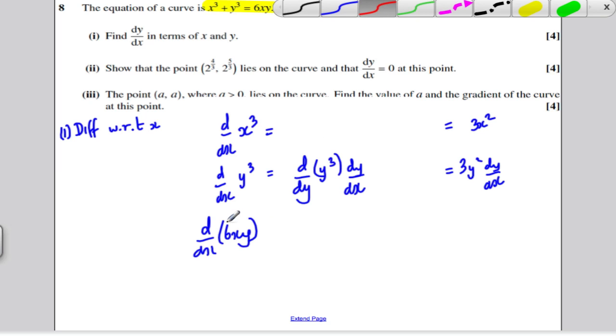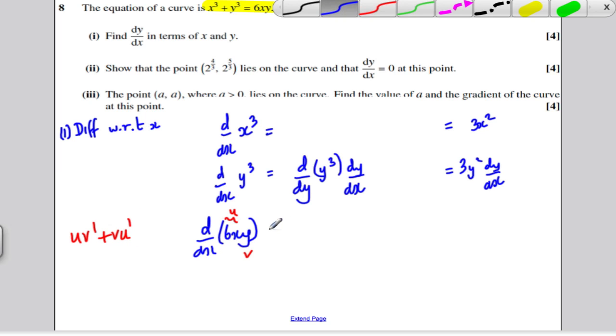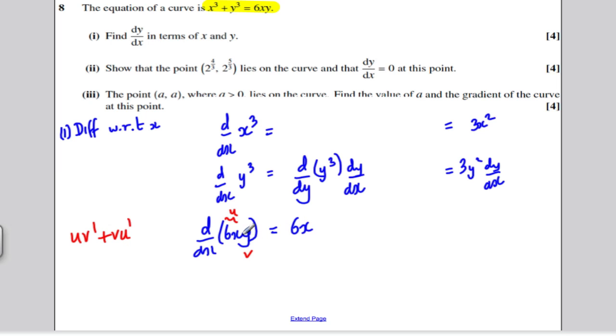Now, how I'm going to do that is using the product rule. I'm going to think of 6x as u and y as v, and use the product rule, which tells me the differential of that is uv dash plus vu dash. So I'm going to keep my u as is, 6x, differentiate y with respect to x, which is simply dy by dx, and then plus y, and differentiate the 6x with respect to x, I get 6. So tidying that up, I would get 6x dy by dx plus 6y.